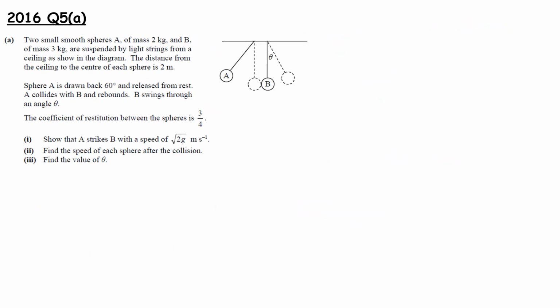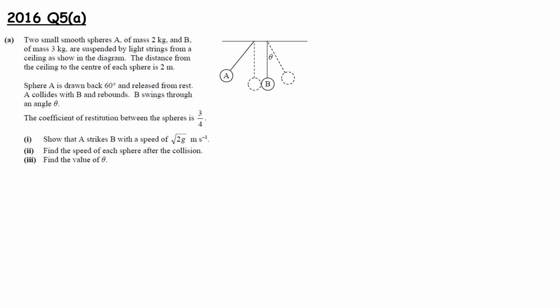So we're going to look at the 2016 question 5 part A. 2 small smooth spheres A of mass 2 kg and B of mass 3 kg are suspended by light strings from the ceiling as shown in the diagram. The distance from the ceiling to the centre of each sphere is 2 meters. Sphere A is drawn back 60 degrees and released from rest. A collides with B and rebounds. B swings through an angle of theta. The coefficient of restitution between the spheres is 3 over 4.